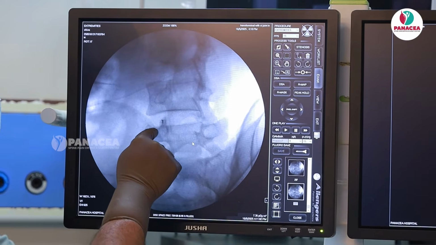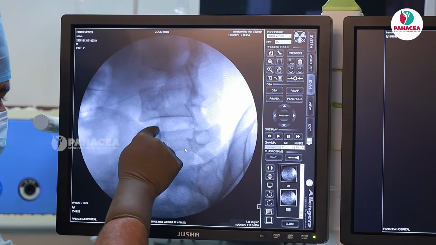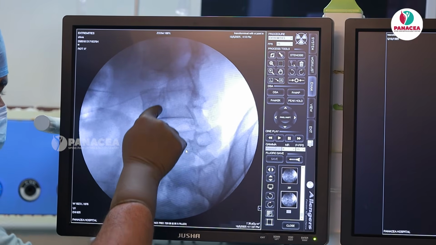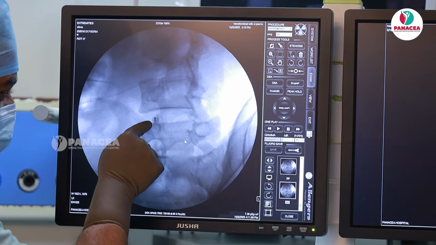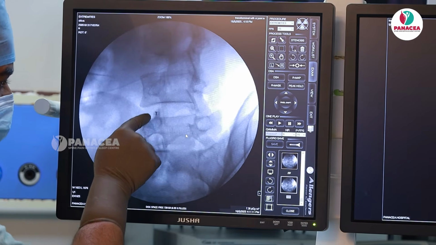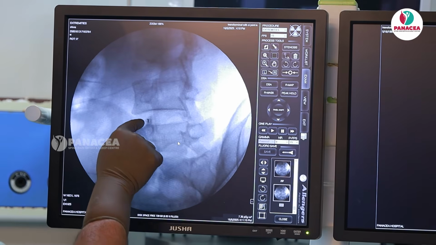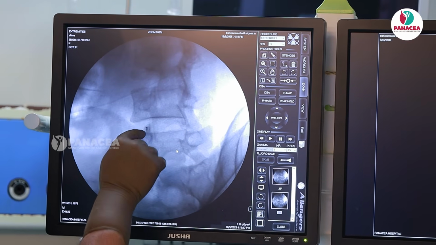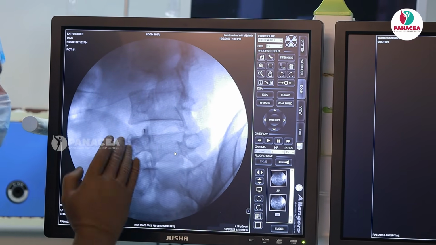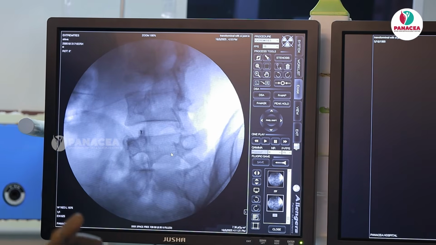Now you see here, this is the L5 pedicle, and this is the SAP of L5, and this is L4. You see my needle, it is in coaxial view, exactly along the X-ray beam. The tip and hub are in plane, so it is appearing like a dot just lateral to the SAP. That's the target, and we have achieved it.